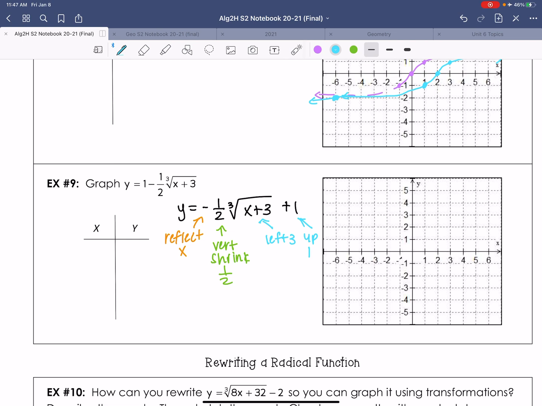So let's start always with our parent function. 0, 0, 1, 1, negative 1, negative 1, and then the correct shape. Okay, that's my parent. We're going to go ahead and reflect it across x. So you're going to just take each piece and reflect across x. So this is still going to stay 0, 0. This one right here is going to reflect across x to here. And then this one's going to reflect up to negative 1, 1. Okay, so now take your new shape, reflect it.